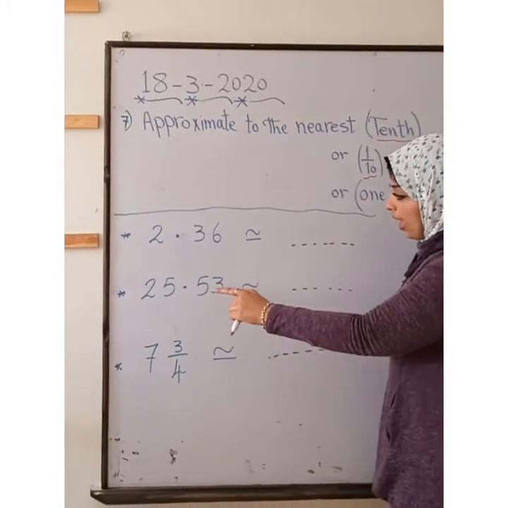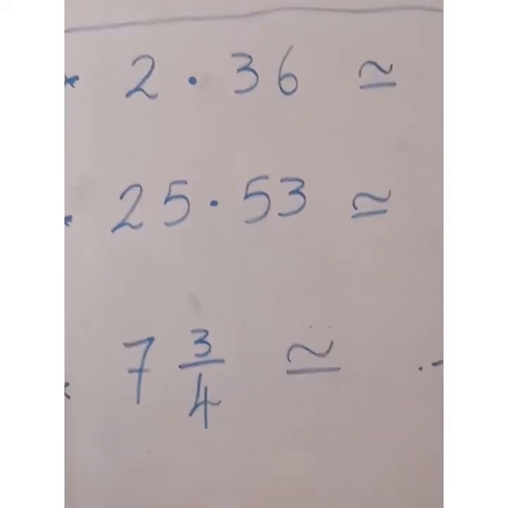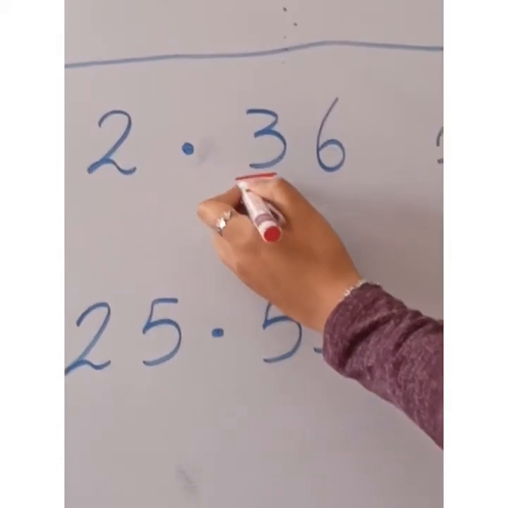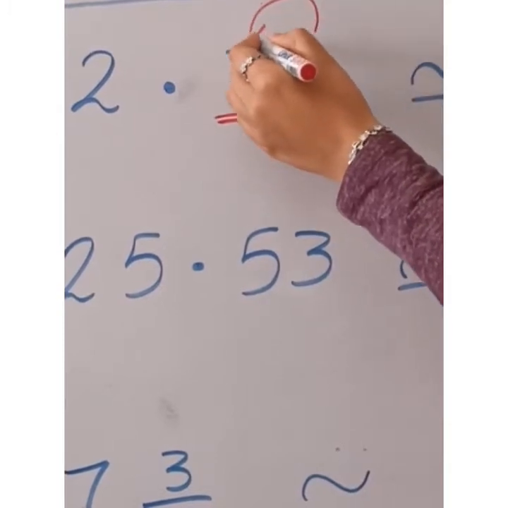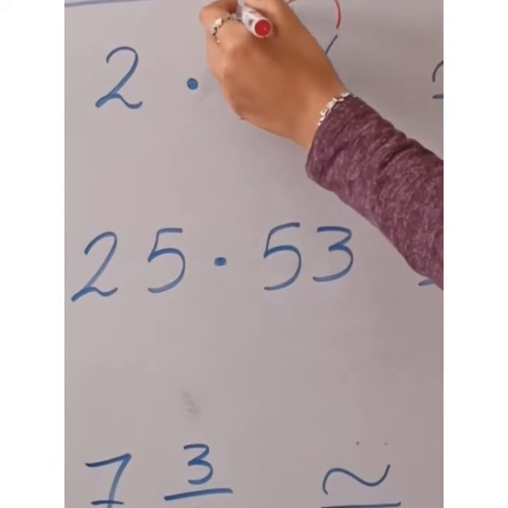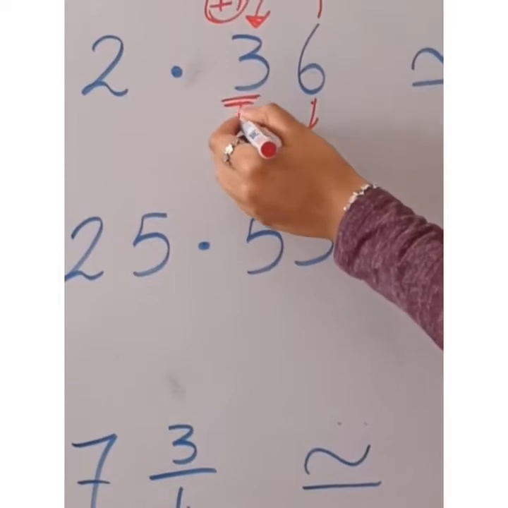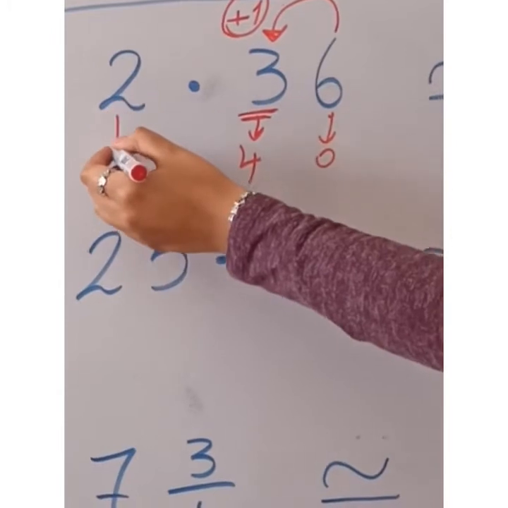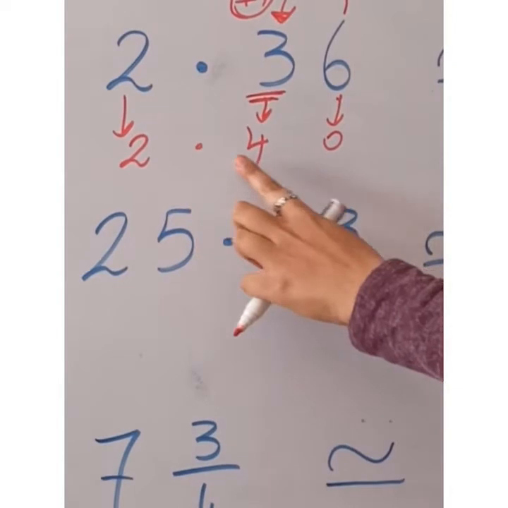In this question we have 2.36. We stop at the tenth place, which is the first digit after the point, which is 3. And ask the digit before it, which is 6. Is 6 poor or rich? 6 is rich, so it will give 3 plus 1. 6 will be 0, and 3 will take the 1 to be 4, and we bring down the point and 2. Now the answer will be 2.40.